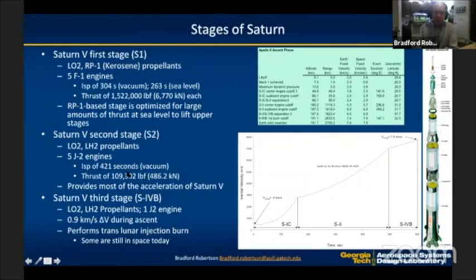And so that was an average ISP of 421 seconds because you were still very much in the atmosphere as you were starting to go forward. And then finally, the S-IVB is the third stage. That was 1 J-2 engine during ascent that really only provided just 1 kilometer per second, but the majority of what it performed was the translunar injection burn. And some of those are still in space today.